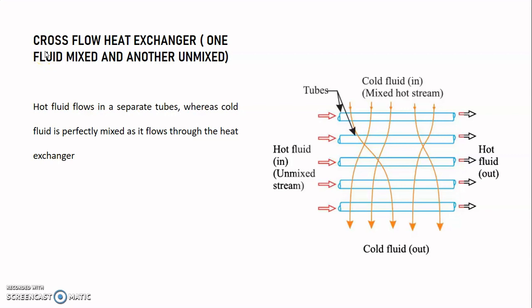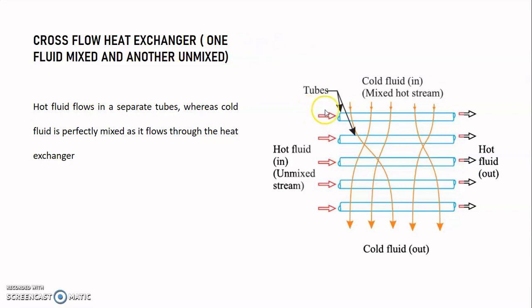The third type of heat exchanger is the cross-flow heat exchanger. This type of heat exchanger can be further classified into two types. That is, the first one, one fluid mixed and another unmixed, whereas in the second one, both fluids are unmixed. So let us discuss the first one, that is, one fluid mixed and another fluid unmixed.